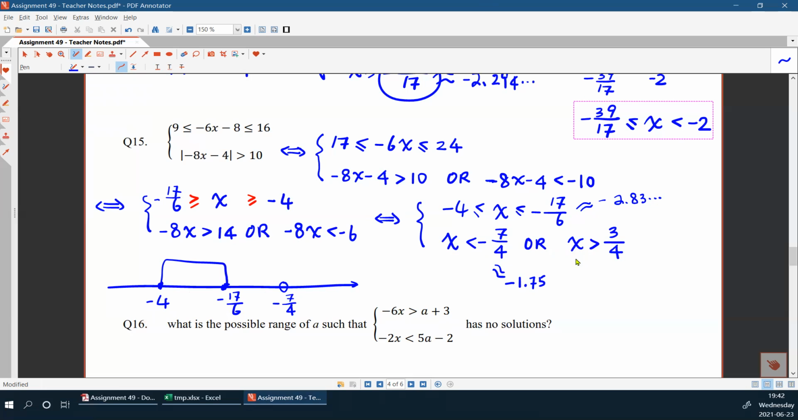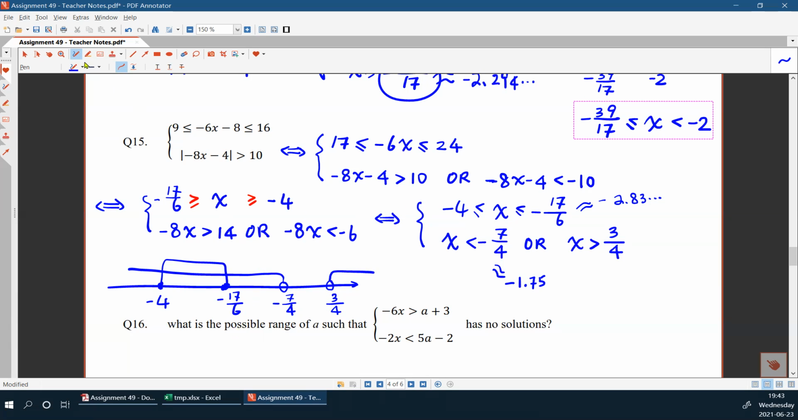And we also have x can be larger than 3/4. Apparently 3/4 is the largest of the four numbers, right? Because this is the only positive number of the four numbers here. Okay, so the relative positions of the four boundaries is illustrated on the number axis. First solution is this interval. Second solution is x can either be smaller than -7/4 or greater than 3/4, right?